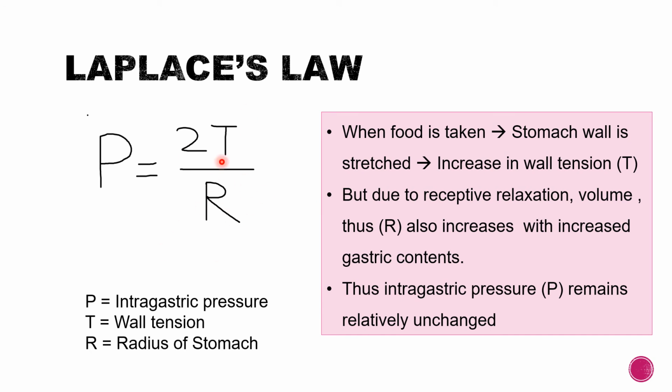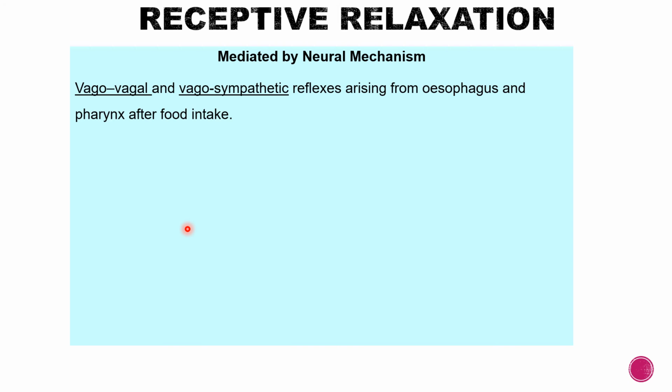As R increases, T increases, so they increase proportionally, so the pressure ratio remains constant. So there is no rise in intragastric pressure due to this receptive relaxation. T increases due to wall stretching, and R increases due to receptive relaxation. Now this is mediated by two mechanisms, the vasovagal and the vagovagal and the vagosympathetic reflexes.